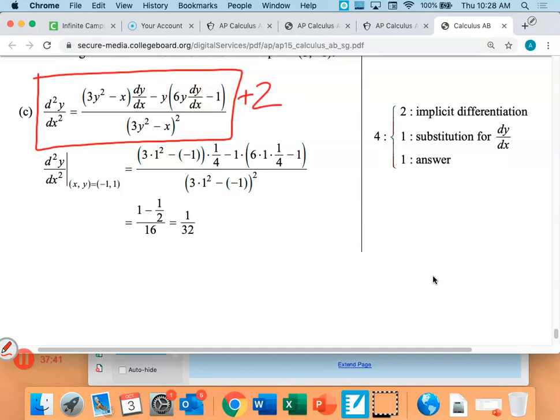Then you got a point if, when you're plugging in, your dy dx's were equivalent to a fourth, right? If you substituted your numbers in properly, and then your answer, like either of these is fine. So anyway, a point for the final answer. But 2 points for your second derivative, right? Okay, so I'm going to shut off the recording, and then we're going to talk about core.